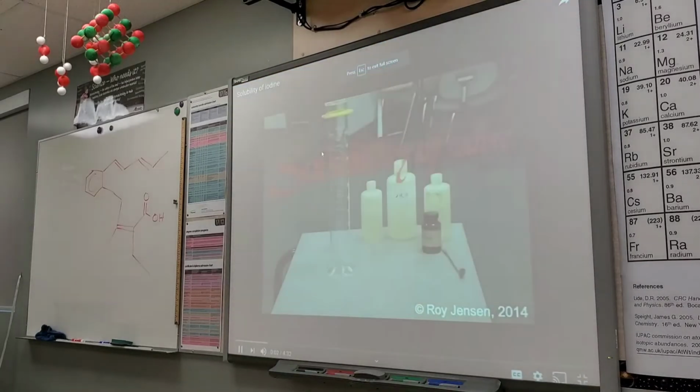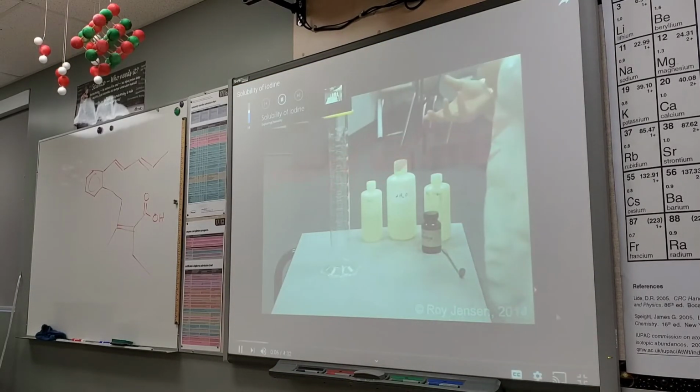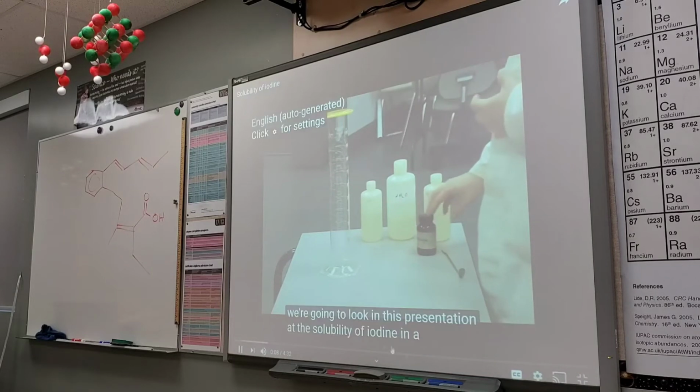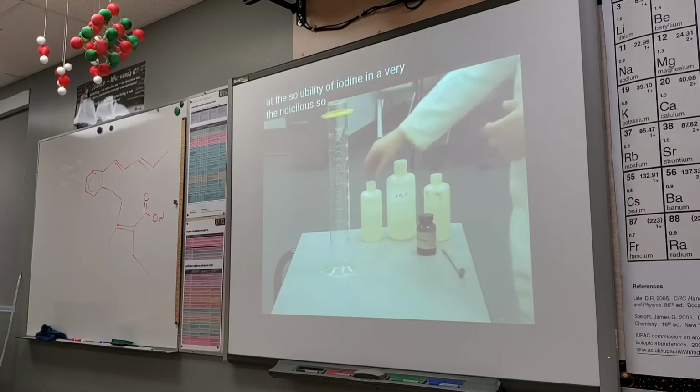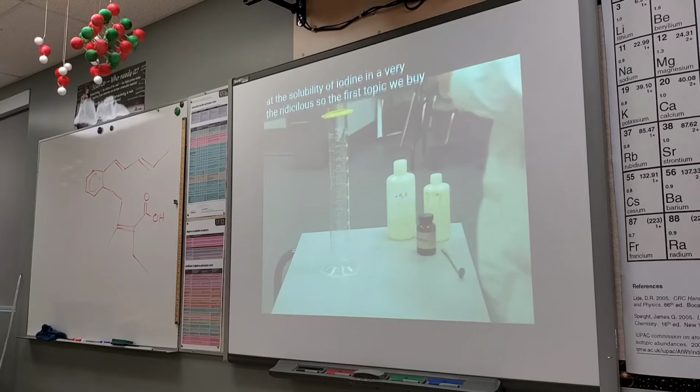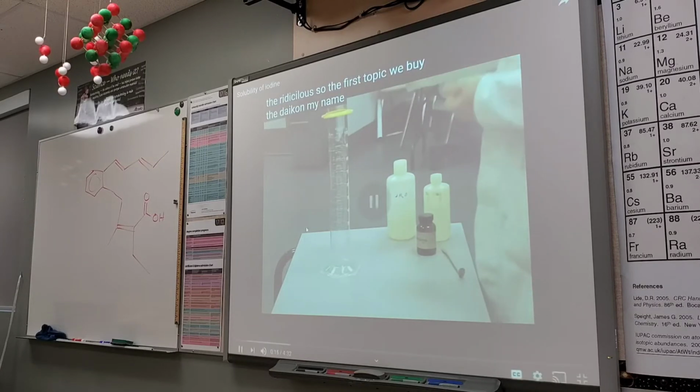We're going to look in this presentation at the solubility of iodine in various solvents. So the first solvent is dichloromethane.